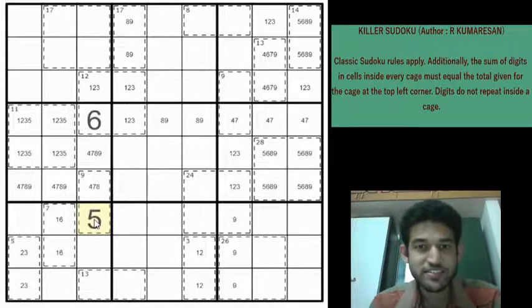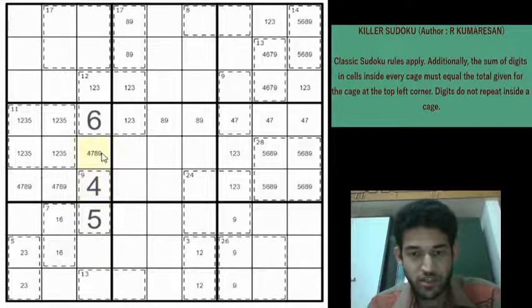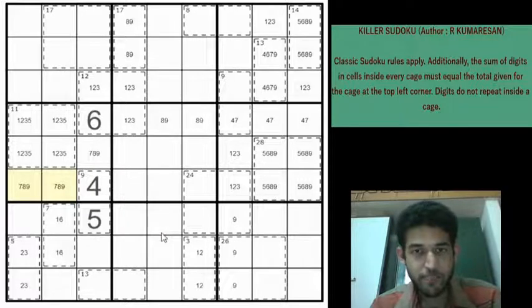Beautiful Sudoku, guys. Absolutely lovely logic. I'm enjoying the solve path so far. So when you have a 5 here, this will obviously be a 4. And now you can eliminate the 4 from these cells. This will be a 7, 8 or 9 and this will be a 7, 8 or 9. Right?